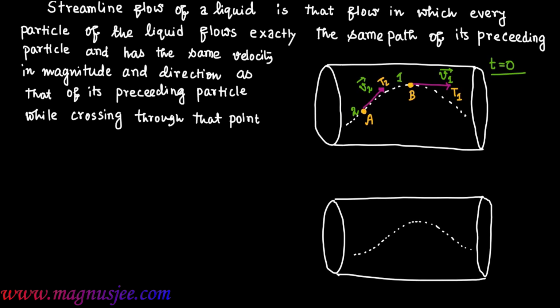Now, this is the diagram at instant t equal t second, and we can denote 3 points A, B, C. At t equal t second, at the point C, particle 1 has the velocity vector v1 prime, and at the point B, particle 2 has the velocity vector v2 prime. For streamline flow, vector v2 prime is equal to vector v1.